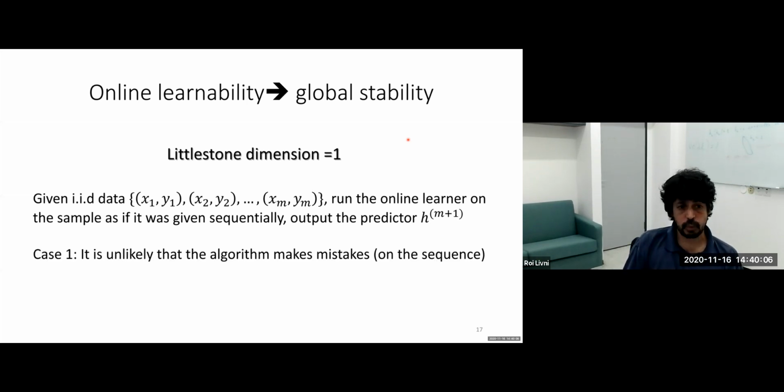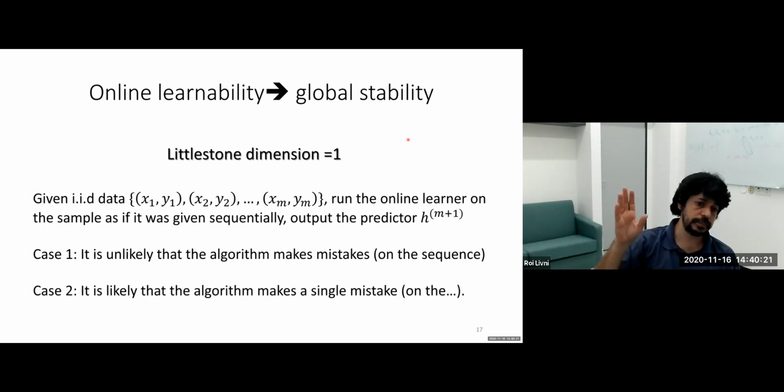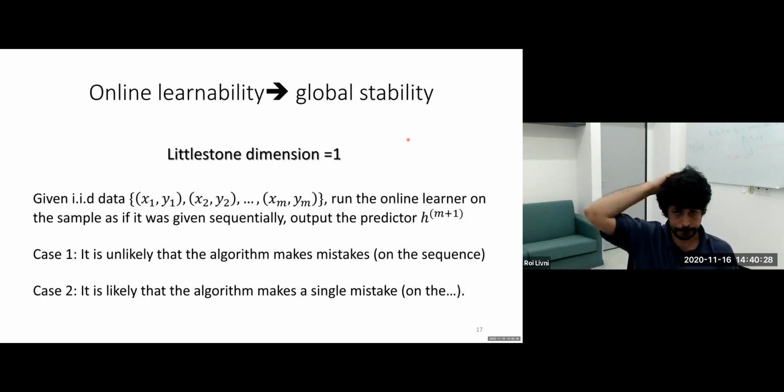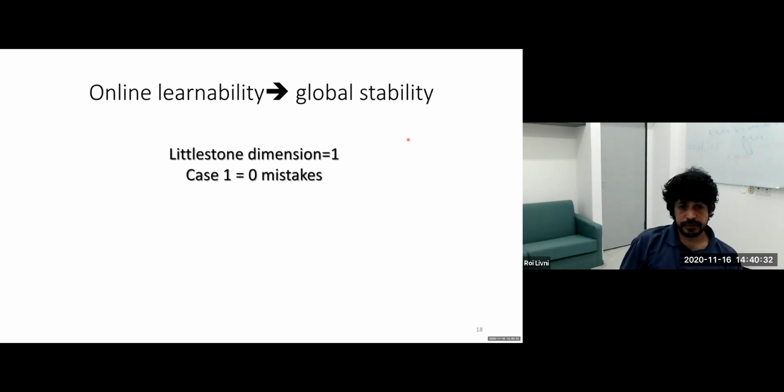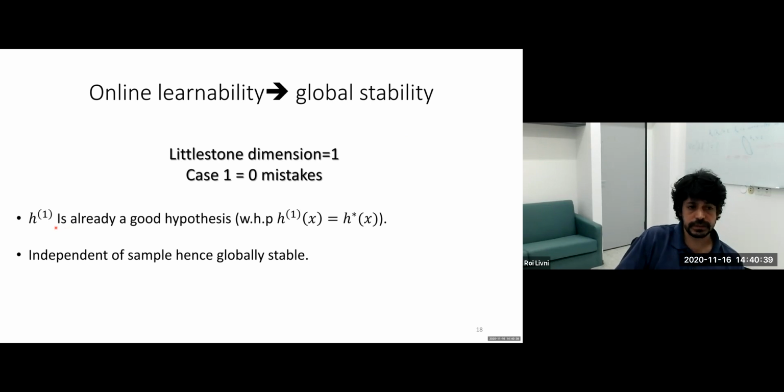Now we're going to think of 2 cases. One, that whenever we do this on the distribution, it is unlikely that the algorithm makes mistakes. So basically, the algorithm goes over the sample and doesn't make any mistake. And the second option is that it's going to make one mistake. Now, this is inclusive because one of these cases has to happen, because the algorithm doesn't make more than one mistake. Now, in the first case, when it doesn't make any mistake, then what you can basically show is that the original state of the algorithm, the hypothesis with which it predicts before it even saw an example, is already a good hypothesis because it generally doesn't make any mistakes. It's very hard to make it see mistakes. And because it's independent of the sample, it will be globally stable to just output it.